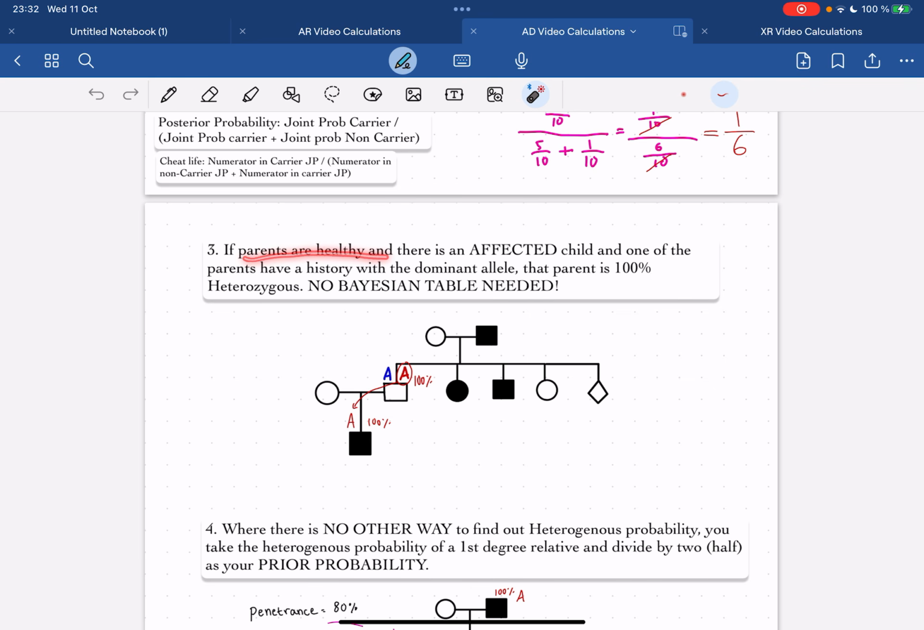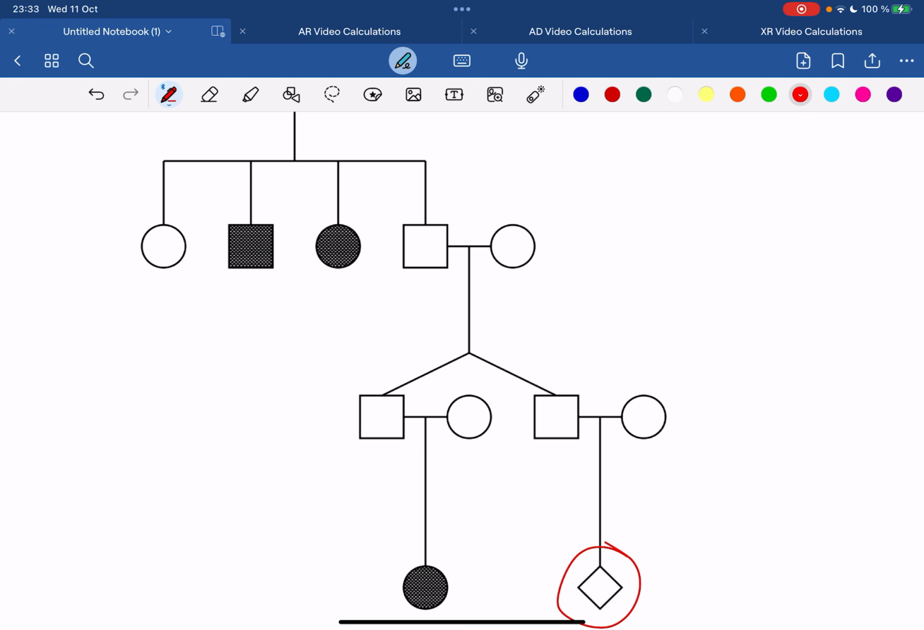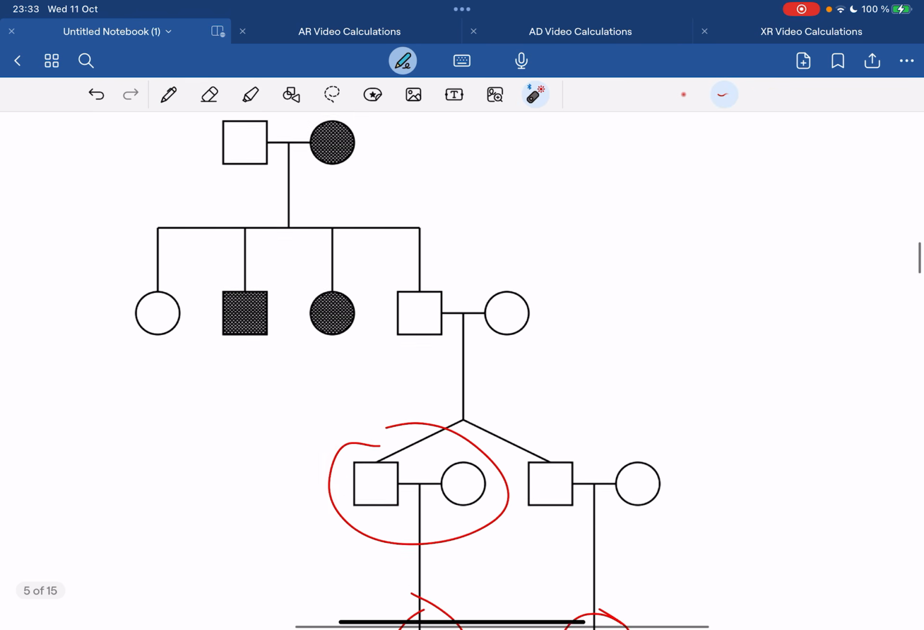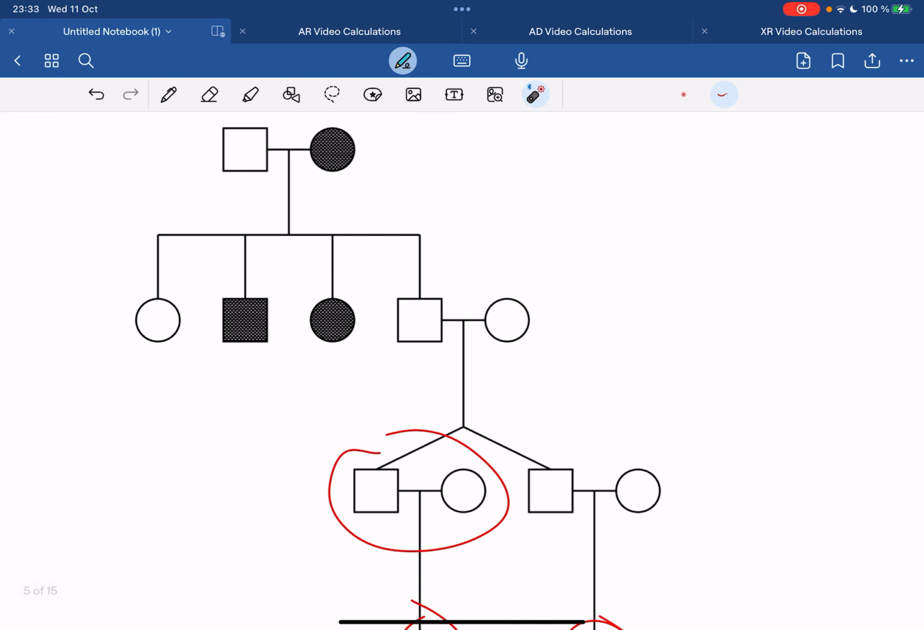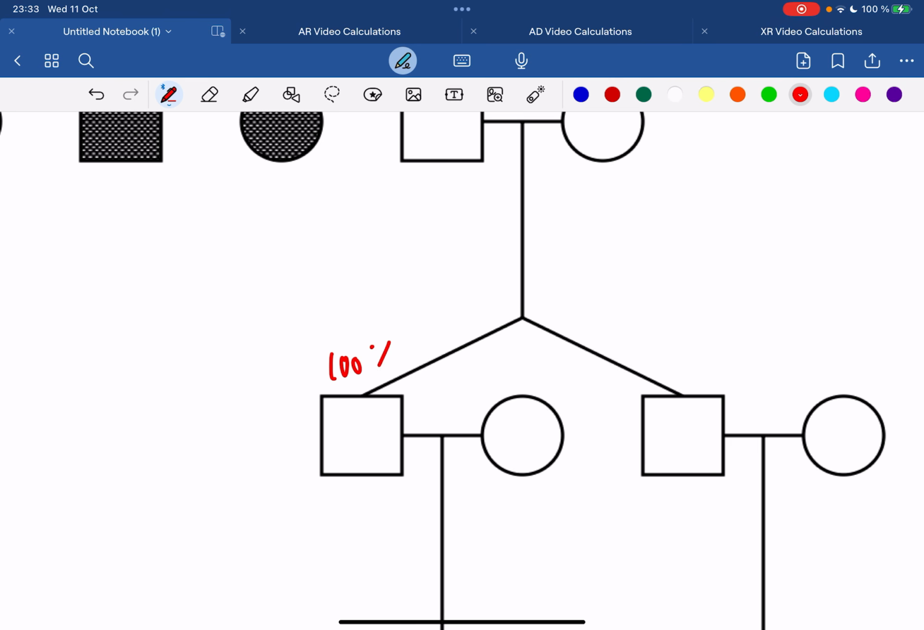If the parents are healthy and there is an affected child and one of the parents has a history with a dominant allele, that parent is 100% heterozygous. So if we look at this parent, he has a sick child and he has a history of this illness, he will be the heterozygous carrier 100% of the time. So this person right here has 2 parents, and one of the parents right here has an earlier history with this heterozygous allele, so he has to be 100% a carrier.